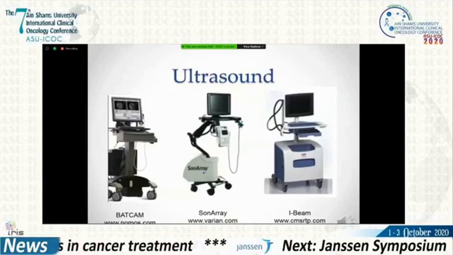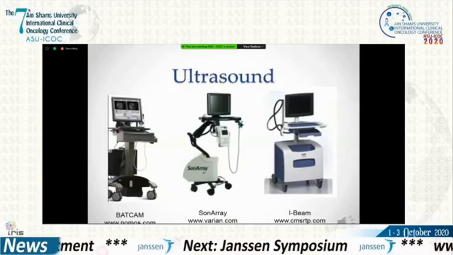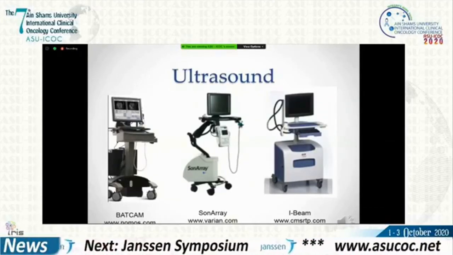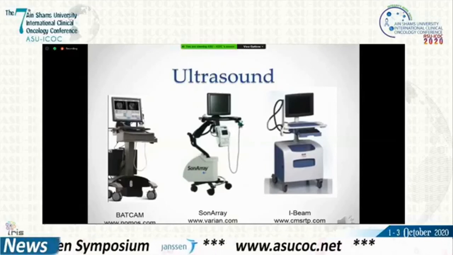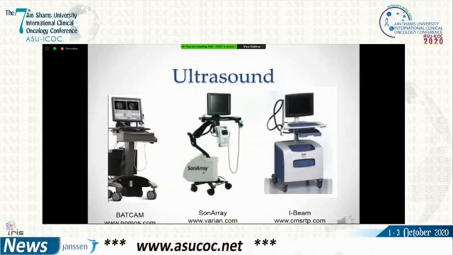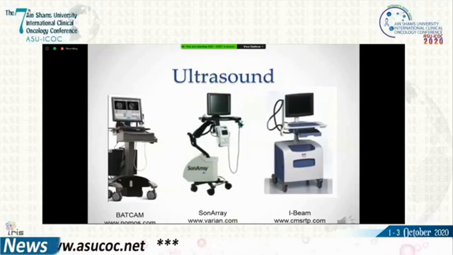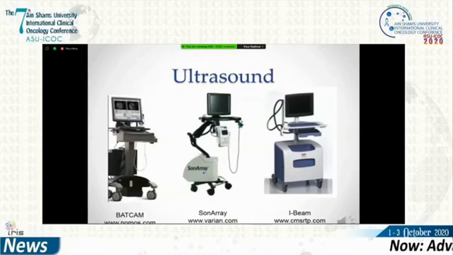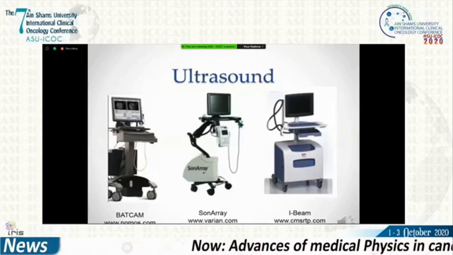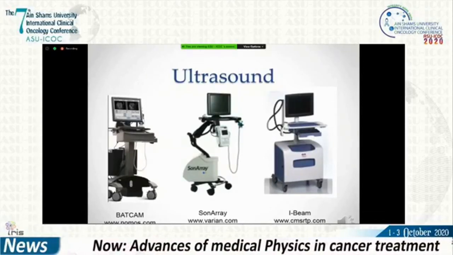There are different types of ultrasound-based IGRT solutions, including B-mode acquisition and targeting (BAT), SonArray from Varian, and I-BEAM from CMS. Three-dimensional information is translated from the ultrasound to the LINAC for improved patient setup.